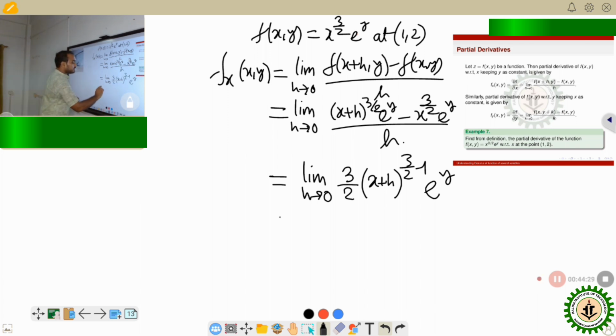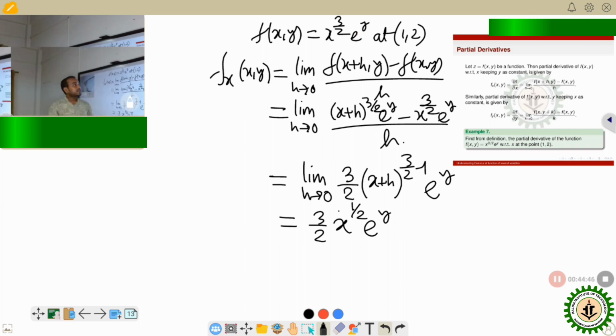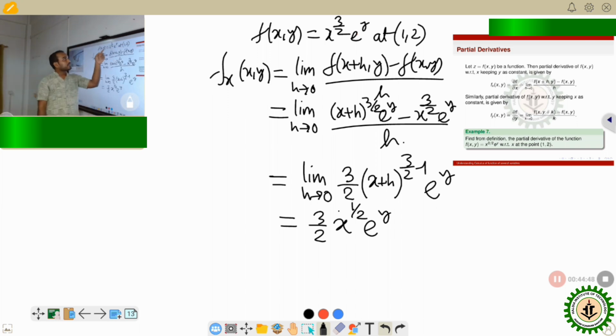So what will happen to this? If we put h tending to 0, you get 3 by 2 times x to the power half times e to the power y. So this is the partial derivative with respect to x of the given function f of x, y equal to x to the power 3 by 2 times e to the power y. But we are trying to calculate the partial derivative with respect to x at the fixed point 1 comma 2, that is x equal to 1 and y equal to 2.